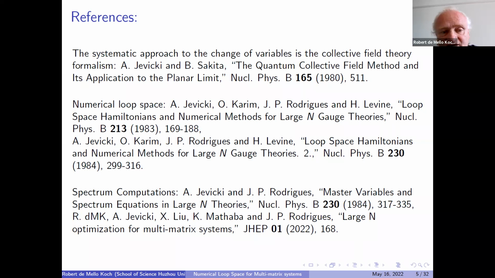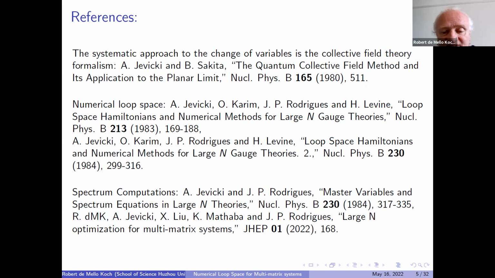Of course, this original work was done 40 years ago, and computers have improved a lot in the last 40 years. So part of the motivation was to see how much further we can go using modern computers. And then finally, the spectrum computations, even that was considered in 1984 by Jevicki and Rodrigues. We will make some small improvements to calculating the spectrum, but it's essentially what Jevicki and Rodrigues did.